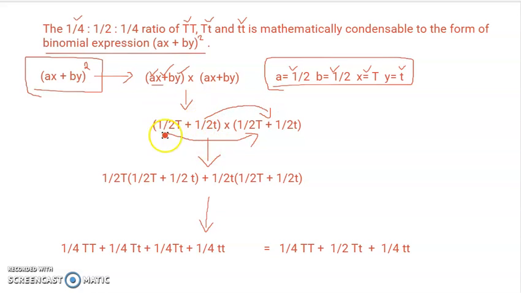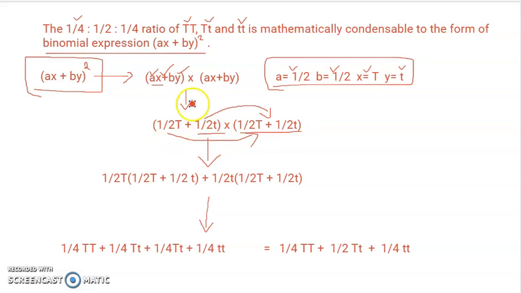Okay, so we are going to multiply both these values, and in the same way with this we are going to multiply this whole value. Okay, so what we are writing, we are just putting it out, and we'll write it in this form, right? So 1 by 2 capital T is taken out, and it is multiplied with 1 by 2 capital T plus 1 by 2 small t, right?